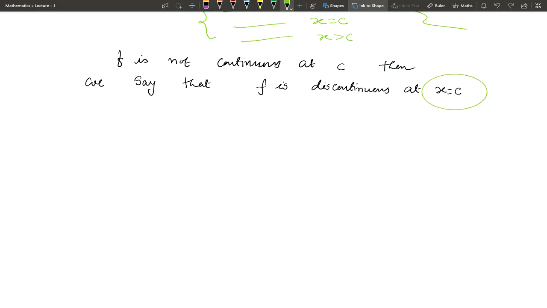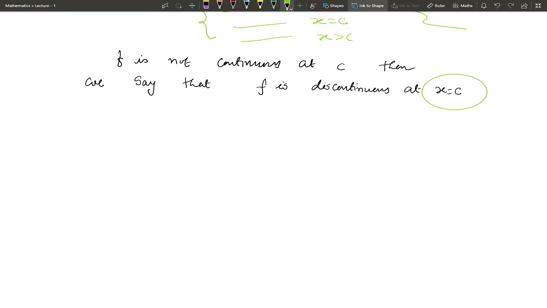So there will be a question of the form, check the continuity of the function. That means one has to check whether function is continuous or discontinuous, at a specific point or in future we check continuity on open interval or close interval or set of real numbers R.